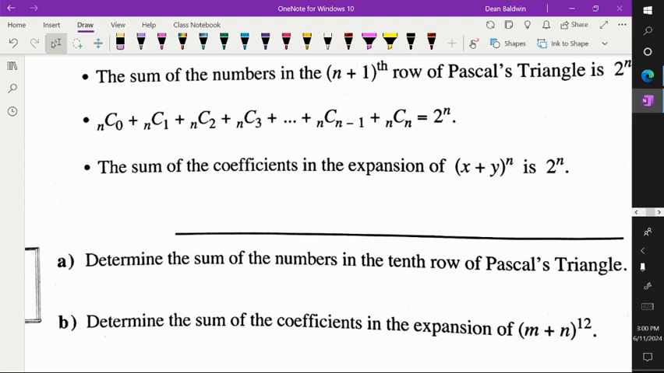So let's do, if my pen will work, 2x plus 1 to the power of, let's make it 4. Okay. So this is that's your x term. That's your y term. Okay.